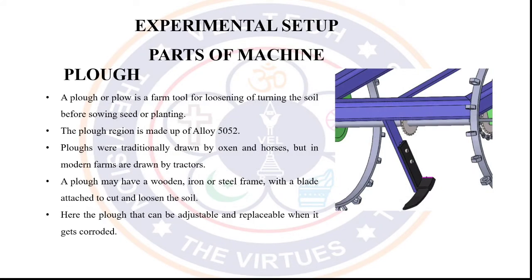Experimental setup. Parts of machine. Plow. Design of plow is shown in that image. 1. A plow is a farm tool for loosening or turning the soil before sowing seed or planting. 2. The plow region is made up of alloy 5052. 3. Plows were traditionally drawn by oxen and horses, but in modern farms are drawn by tractors. 4. A plow may have a wooden, iron or steel frame, with a blade attached to cut and loosen the soil. 5. Here the plow is adjustable and replaceable when it gets corroded.